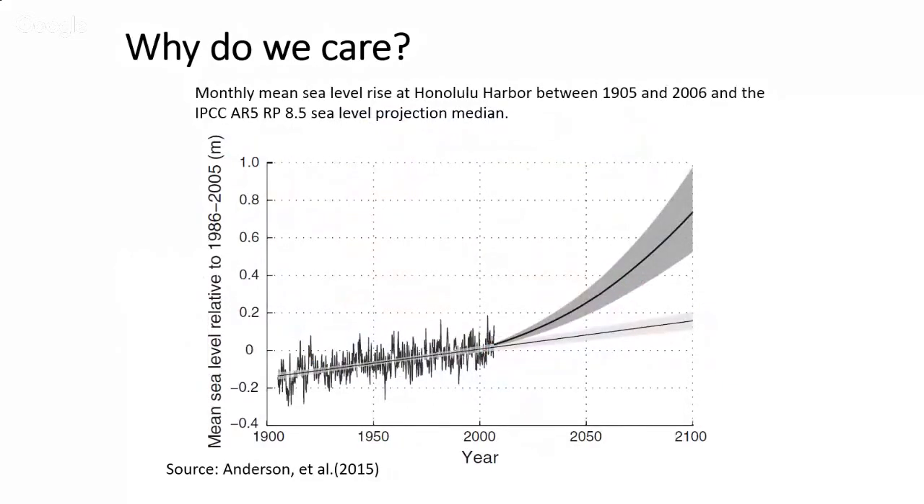Now, in addition to the increasing demographics along those areas, the threat to coastal areas is also being exacerbated by the fact that we are experiencing accelerated sea level rise. So this graph shows you the monthly mean sea level at Honolulu Harbor between 1905 and 2006. And then what you see here is that after 2006, the mean sea level is rising at a much faster rate. Okay, so that increases threats towards the coastal areas.